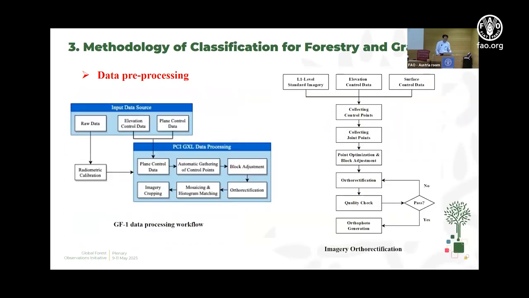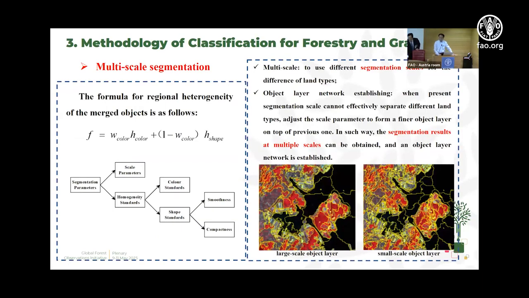Data preparation is very simple. The important thing is radiometric correction and also rectification. For segmentation, we use multi-scale segmentation. Here is the formula for the heterogeneity of the data. The segmentation uses multiple scales, different segmentation scales for different land types.